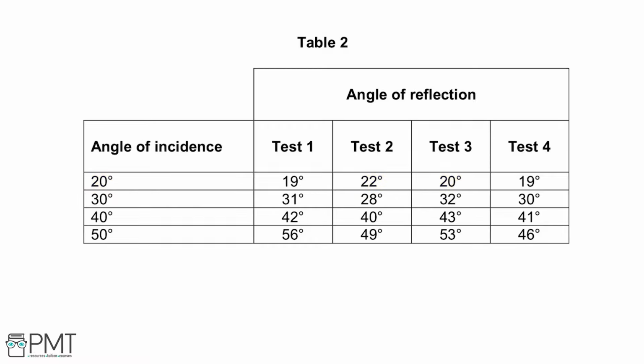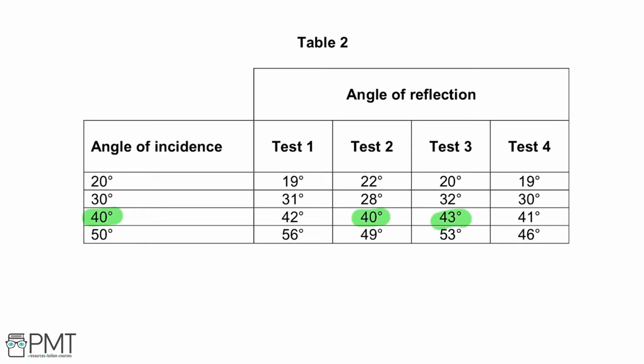For 30 degrees, again, we've got one that is the same as the angle of incidence for the angle of reflection, and the furthest away is again 2 degrees for both 32 degrees and 28 degrees. And for 40 degrees, again, we have one that's the same, and the furthest away is 3 degrees.